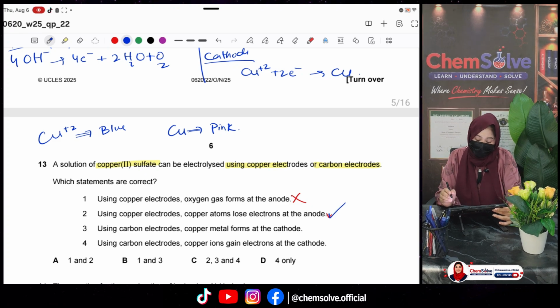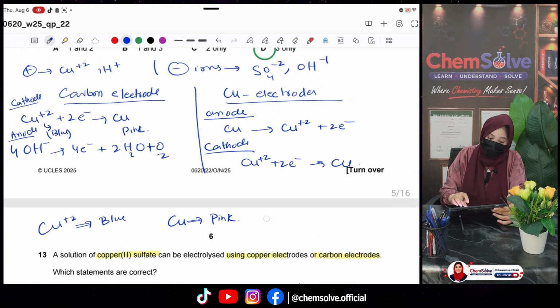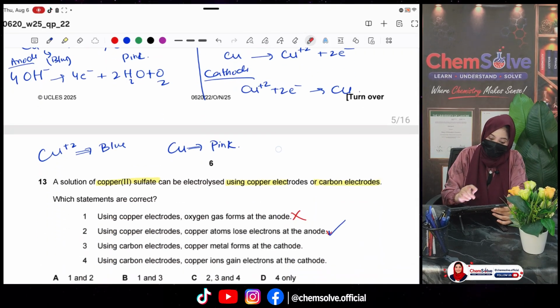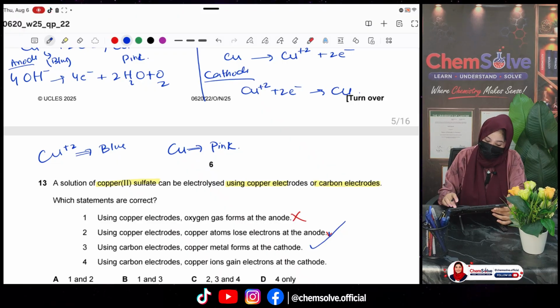Yes. Using carbon electrode, copper metal forms at the cathode. So this is the carbon electrode, this is the cathode, and copper metal is being formed. So again, this is the correct statement.